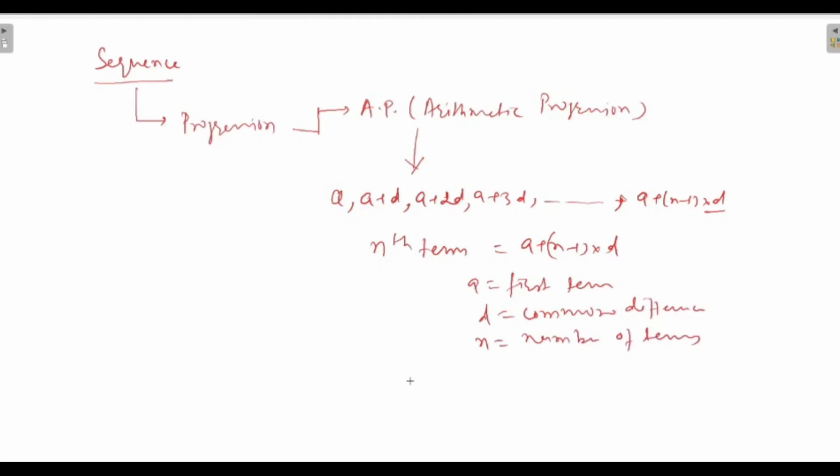Sometimes another term is also used, the last term of the AP. The last term is basically again A plus (n minus 1) into D, wherein n is your number of terms in the series, or the sequence, sorry.